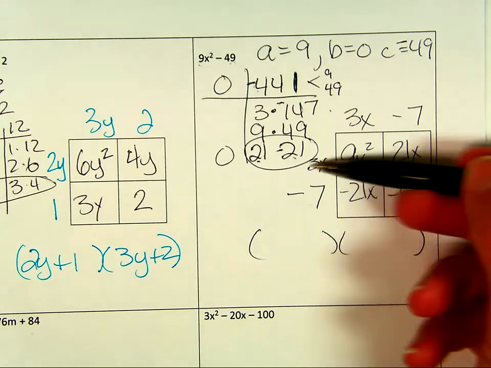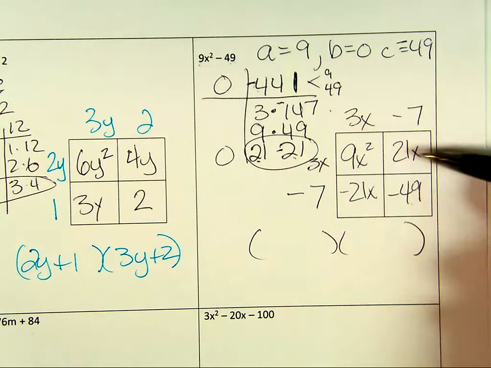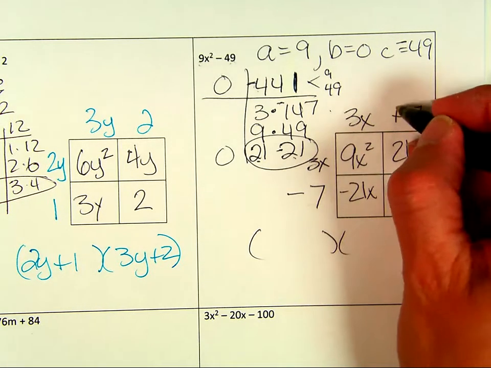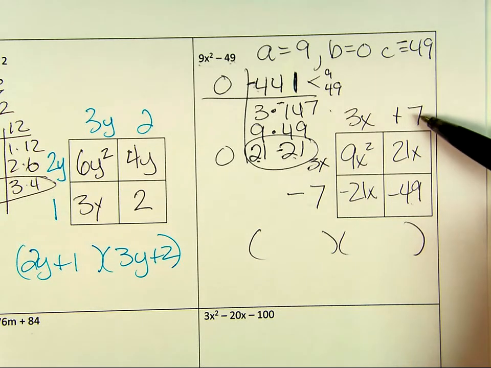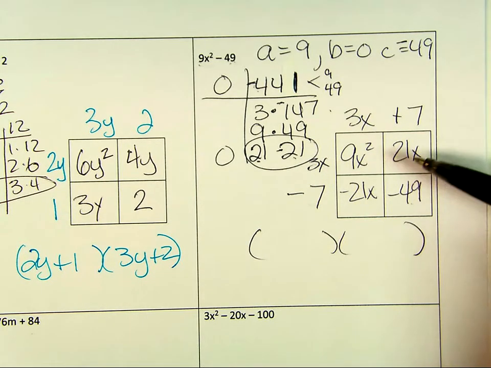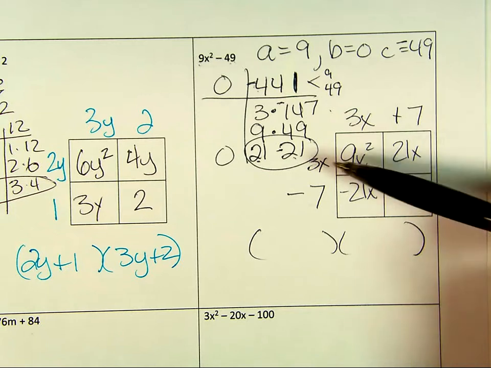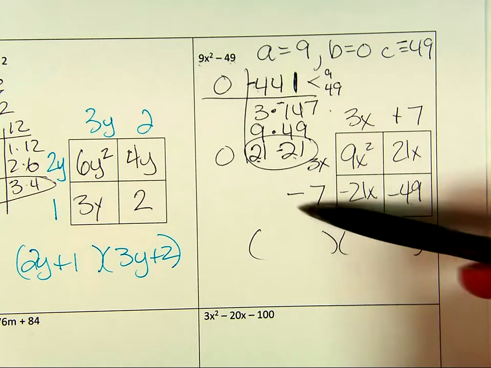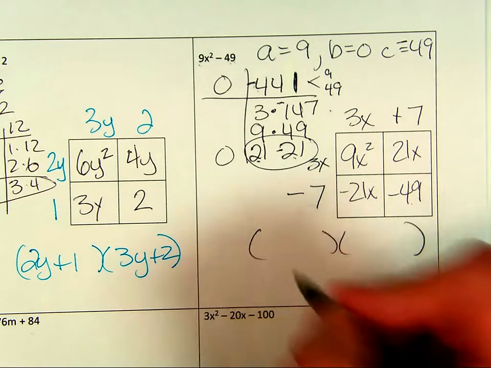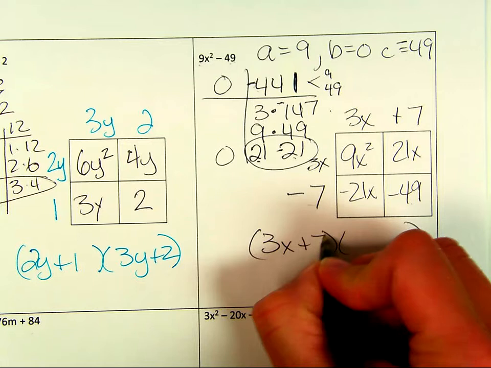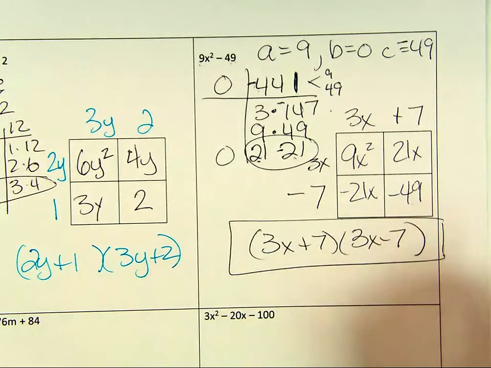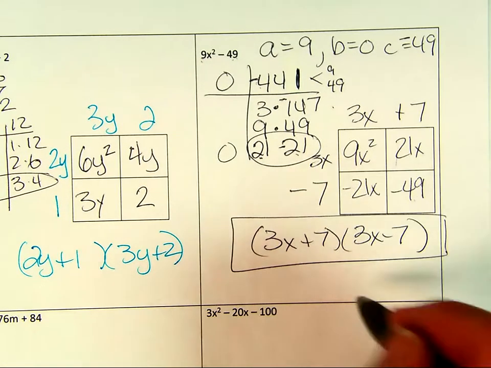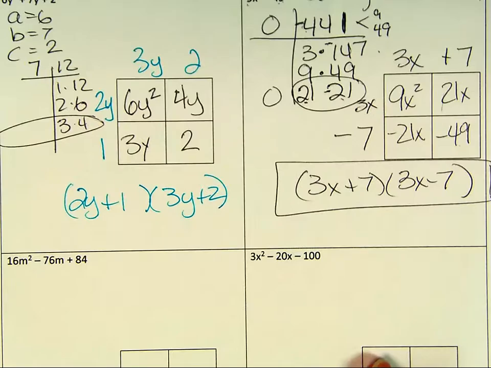Let me see, I don't want that to be negative. See, I checked it. I was wrong there. I shouldn't have taken that out, the negative, because I need this to be a positive. So I need that to be a positive. And then this, and I'm checking, and so everything looks good. So 3x plus 7 and 3x minus 7. That's why you check, because it's easy to make a mistake. And it's easier to fix it there than it is when you come over here, in my opinion.